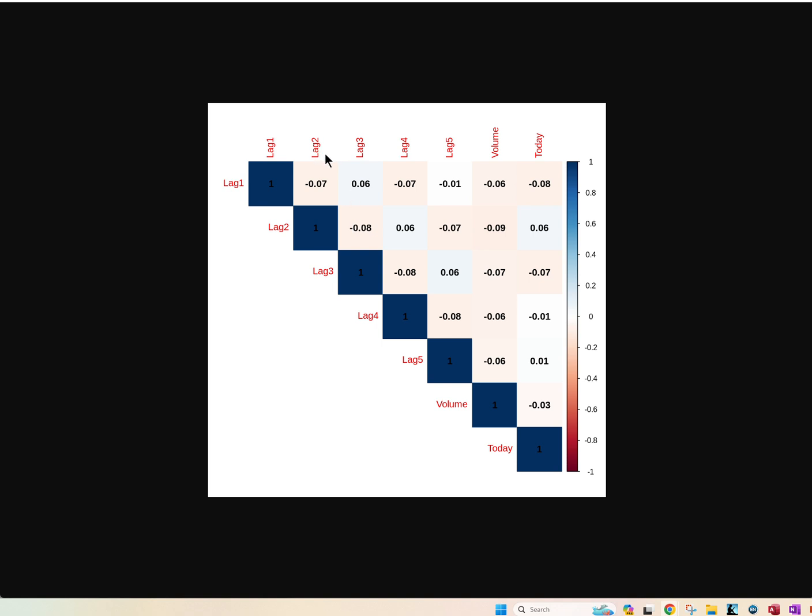Okay. And we're also asked to look for some patterns here. Well, there's some interesting things. Maybe the most interesting is there's not a lot of strong correlations here. Everything really is right around 0 correlation. And that is maybe interesting.